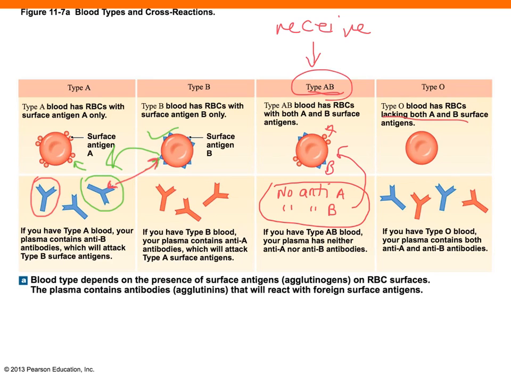Now, who can give blood to any other type? Hopefully you answered O. Type O can be considered the universal donor to all groups, and that's because they lack antigens A and B. So they will not elicit any sort of immune response from type A blood, type B blood, or type AB. And that's because they have no antigens on them.